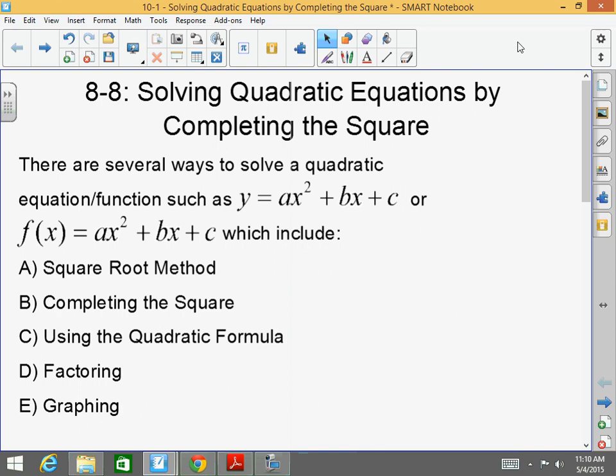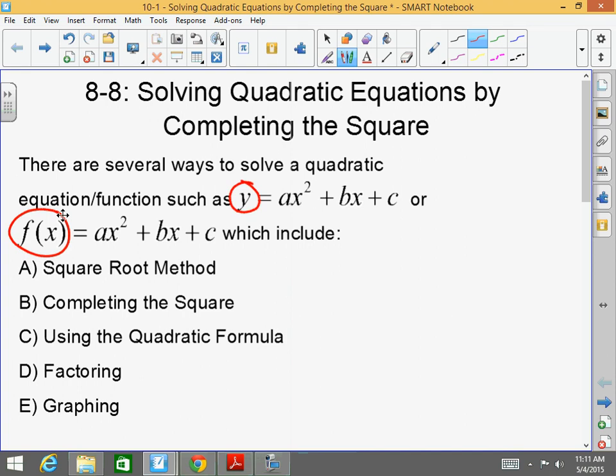Now, there are several ways to solve a quadratic function. Please remember that the quadratic function is in the form of y equals ax squared plus bx plus c, or f of x equals ax squared plus bx plus c. Remember that the f of x and the y, they're just fancy ways of being the same thing.